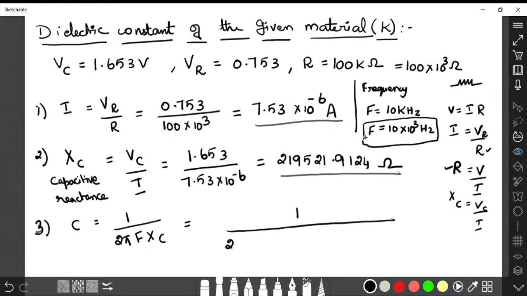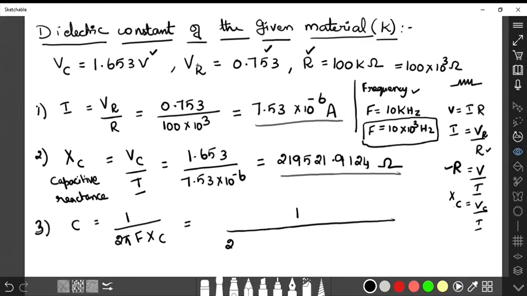During the experiment we have taken two values, VC and VR. And two values we have to observe: one is the R value, which is already on the board, and then the frequency. These two should be in the observation part, and the other two are the values we took during the experiment.